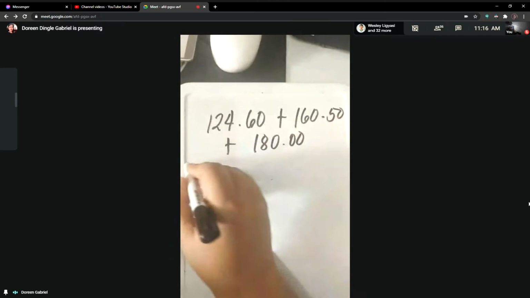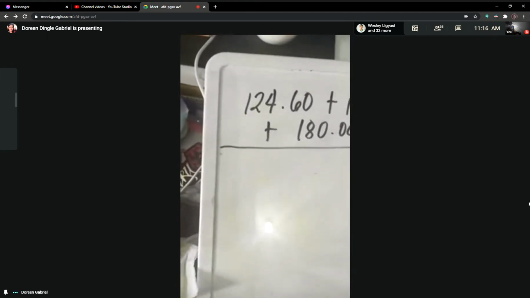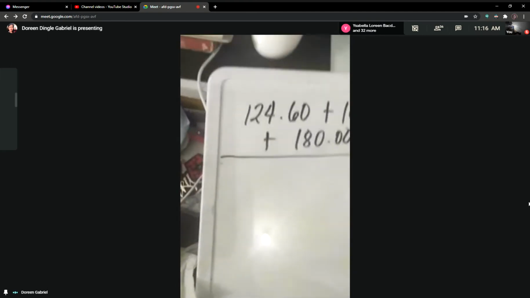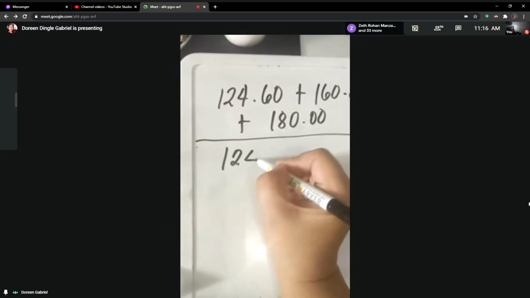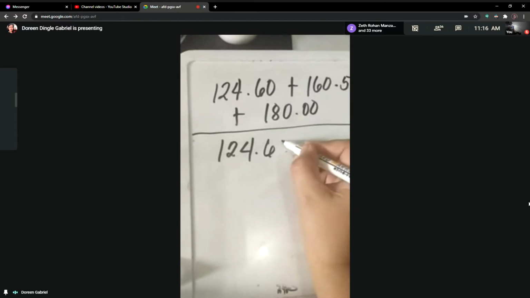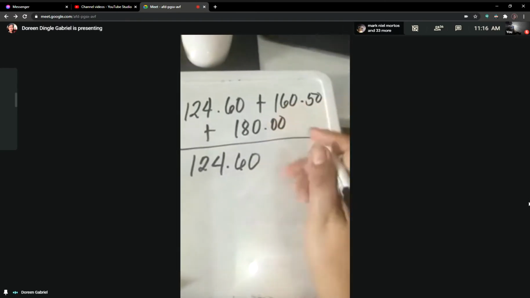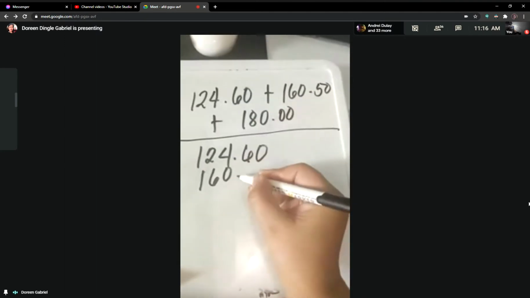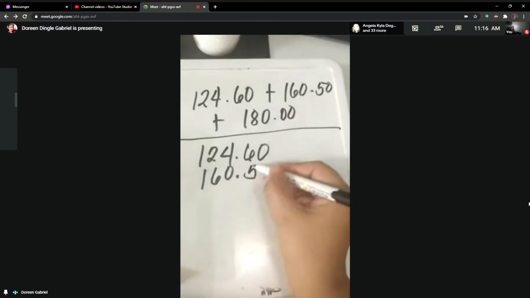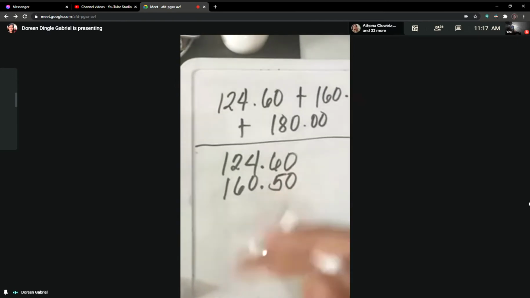So, how are you going to do this one? Arrange first by means of aligning the decimal point regardless of the number of your decimals. So, again, you have here 124 pesos and 60 centavos. The second number is 160 pesos. Since eto po siya, you have here 160 pesos. Again, yung decimal point po niya, naka-align siya. Ibig pong sabihin ng align, magkatapat po.